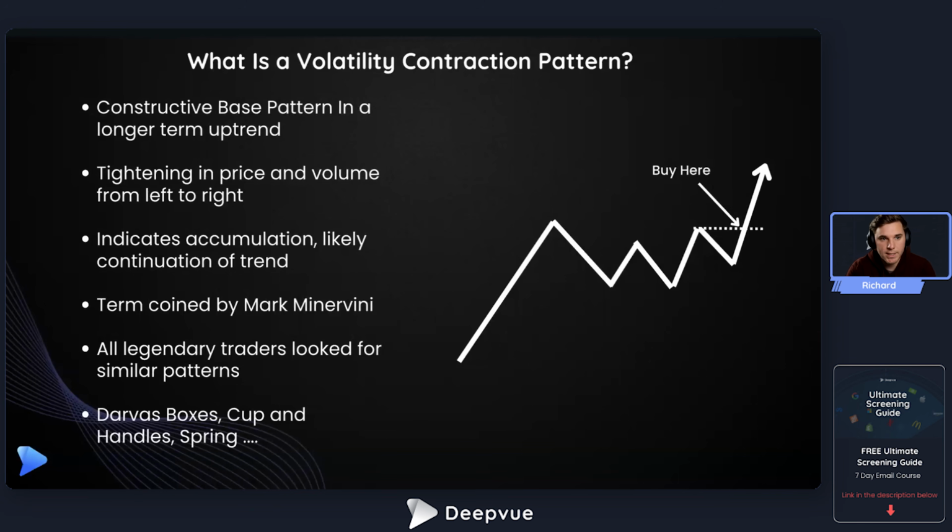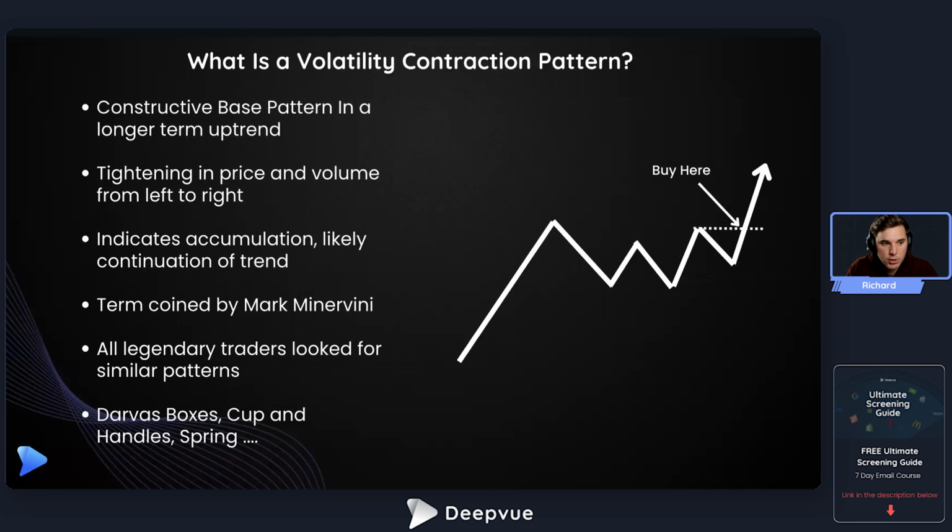All right, so first, what is a VCP? Many of you guys, I'm sure, are already familiar with it, but it's good to go over nevertheless. Essentially, it's a constructive base pattern in a longer-term uptrend. So typically, they occur above a rising 200-day moving average, and we see a strong uptrend and then some type of base consolidation. VCPs are characterized by tightening in price and volume from left to right during the base, and this tightening indicates accumulation and likely a continuation of that prior trend once enough sellers are worn out and enough demand comes in to push the stock higher through the base pivot and through the actionable buy points.